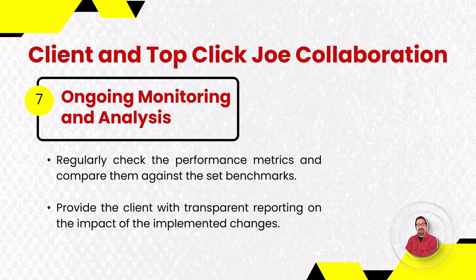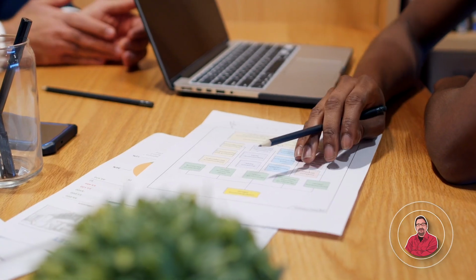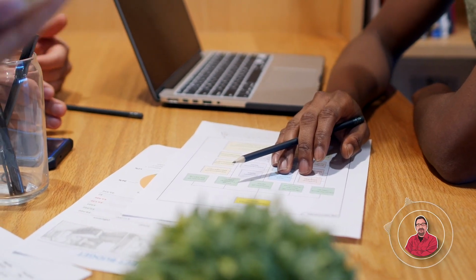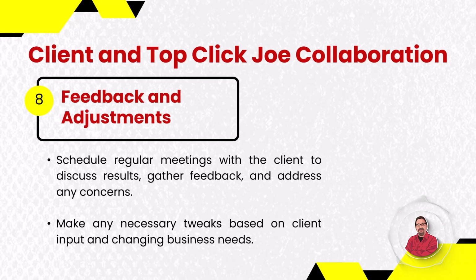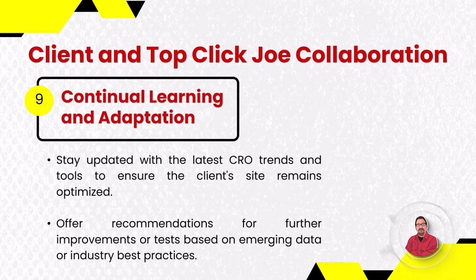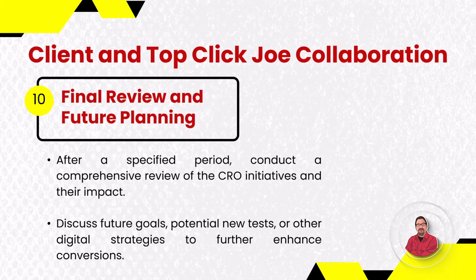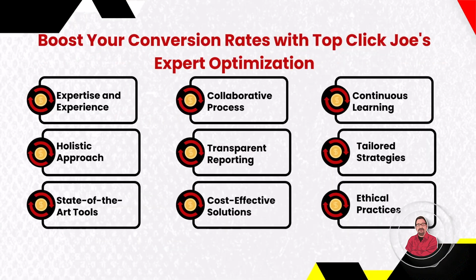And that's where Hotjar and conversion rate optimization comes in handy for us, because we're able to see where the problems are. And we're also able to see if there's not a problem at a certain place where people are going through your site. And then we get feedback and we make adjustments, because maybe our feedback comes from our analysis or from you, our client, okay? And we just adjust. We continue learning and we adapt, right? We learn, we adapt. Then the final review and future planning. Like I said, marketing is ongoing. It never ends. And so, boost your conversion rates with TopClick Joe's expert optimization.